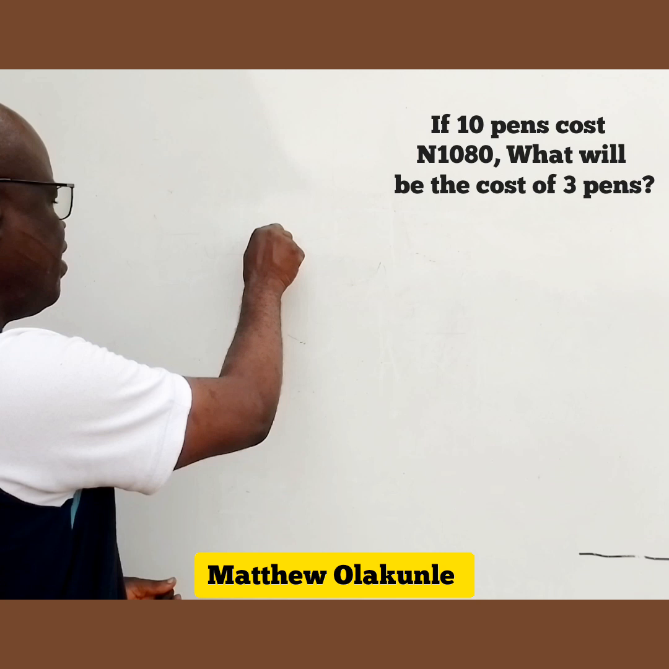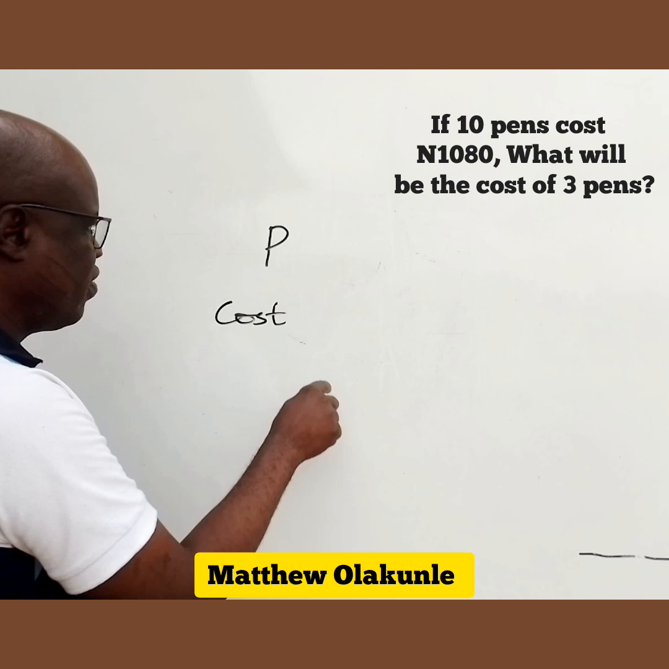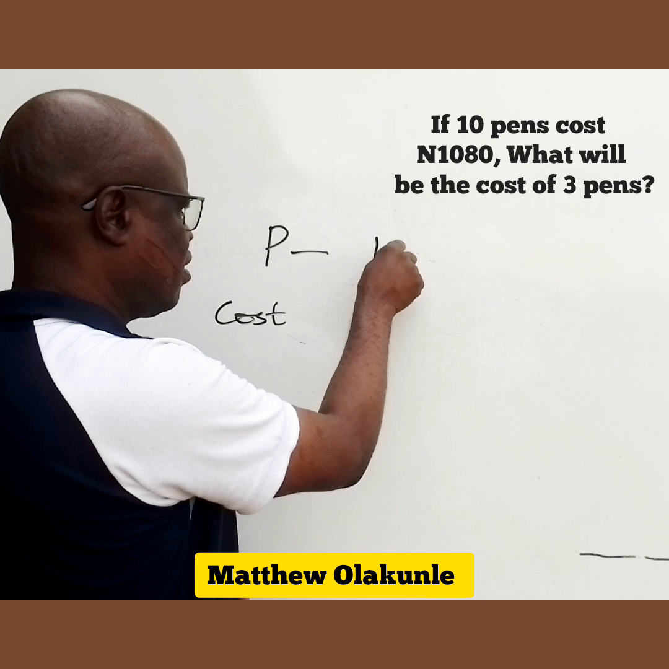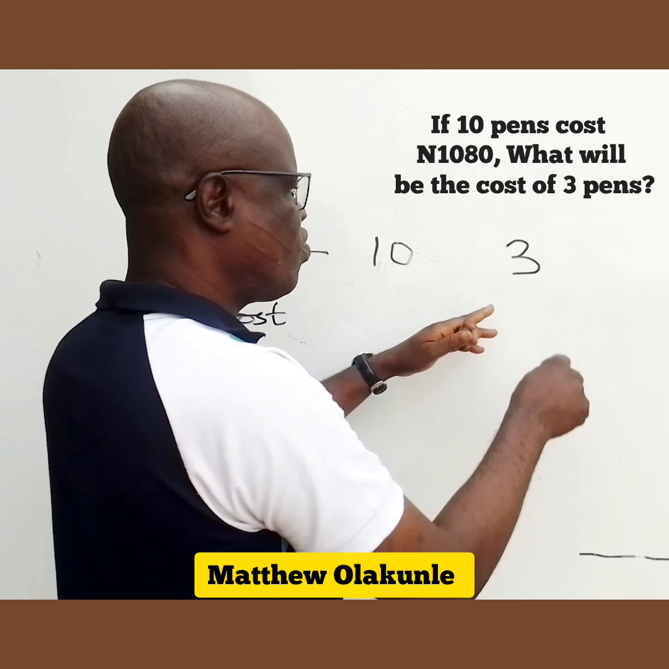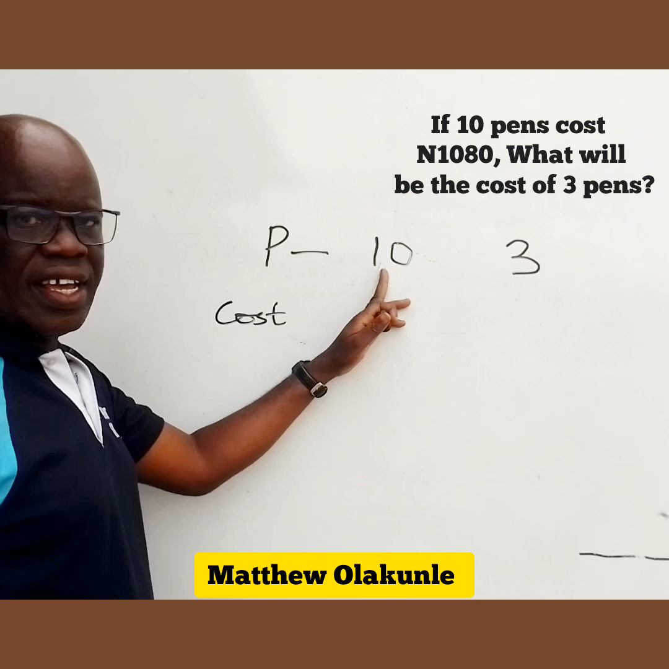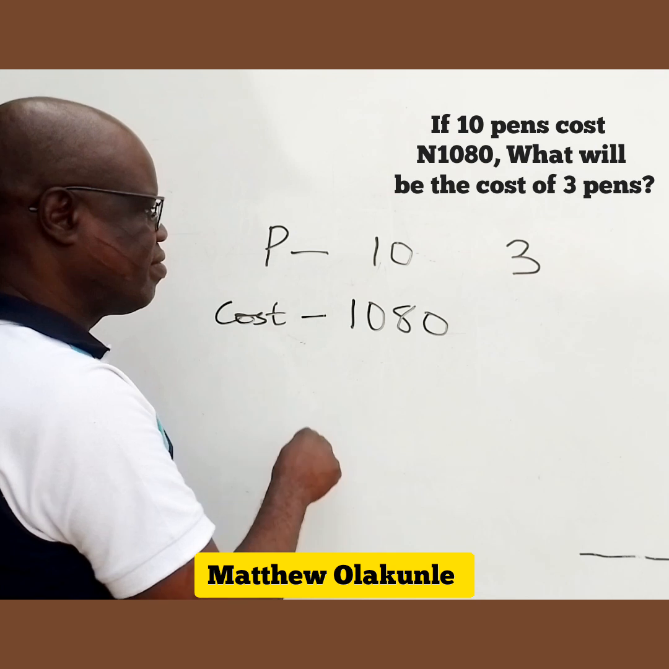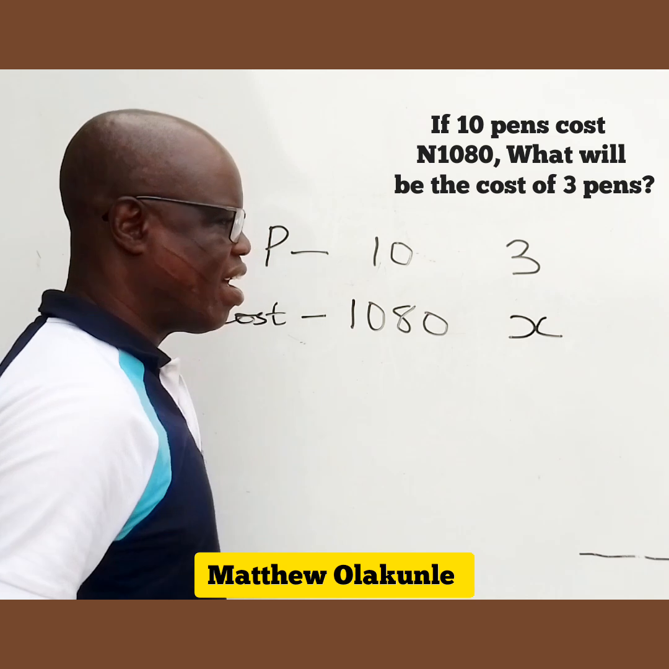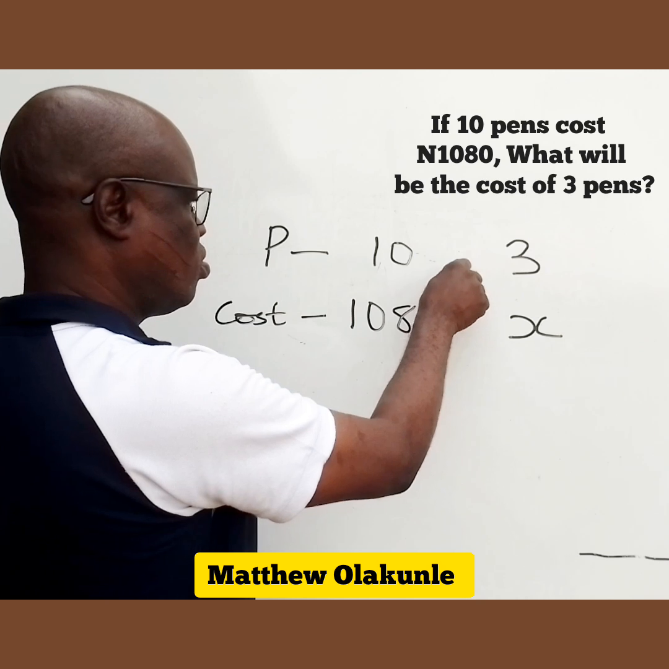So you say the pen, and then you have the cost. You have the number of the pen is 10. Then you are asked to find the cost of the number of pens, which is 3 here. So for 10, you have 1,080 naira. For 3 pens, that's what you are asked to find. So you express these two in form of ratio.